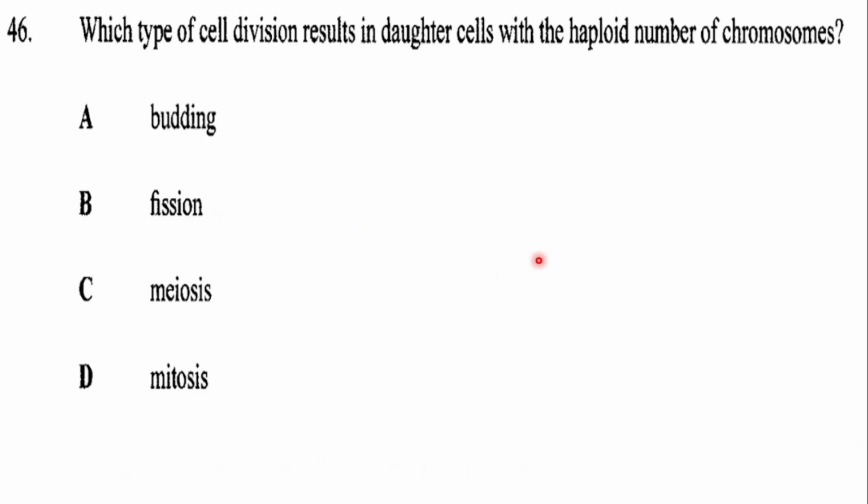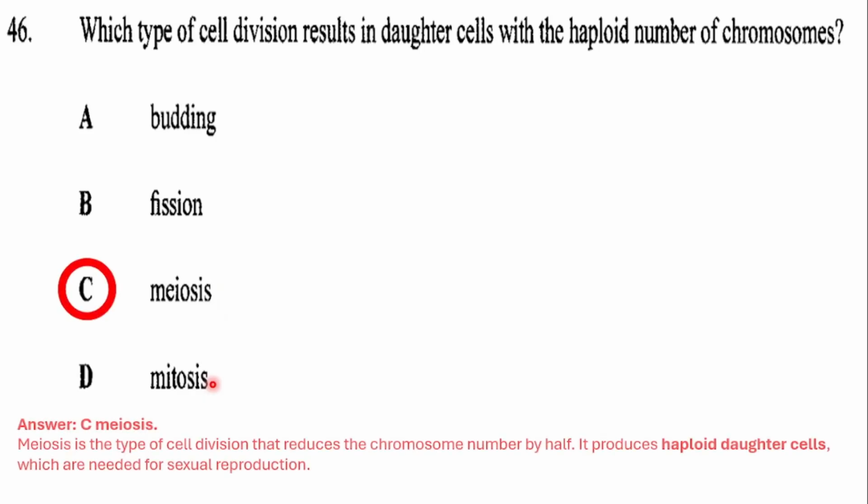Let's move on to question number 46, which says, which type of cell division results in daughter cells with the haploid number of chromosomes? Is it budding, fusion, meiosis, or mitosis? The correct answer is definitely going to be meiosis, because meiosis is the type of cell division that reduces the chromosome number by half. It produces haploid daughter cells, which are needed for sexual reproduction. So the correct answer is definitely going to be C, meiosis.